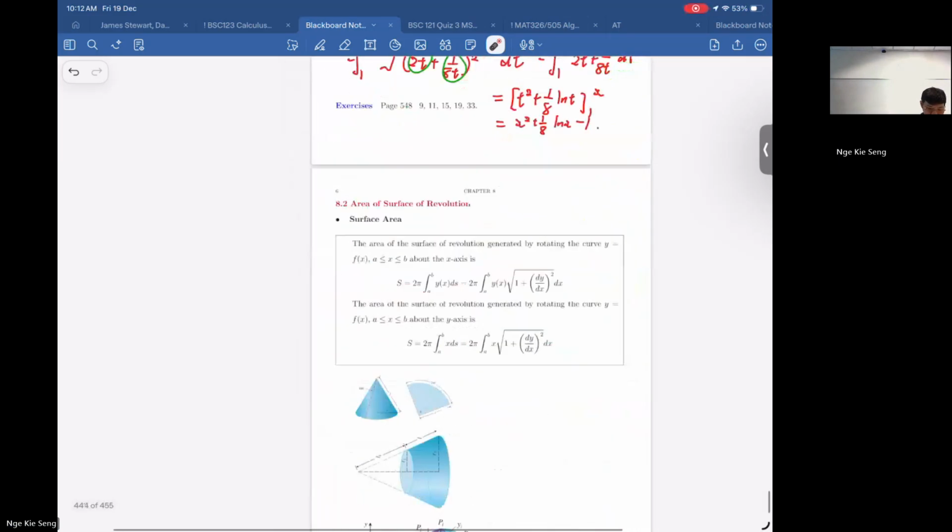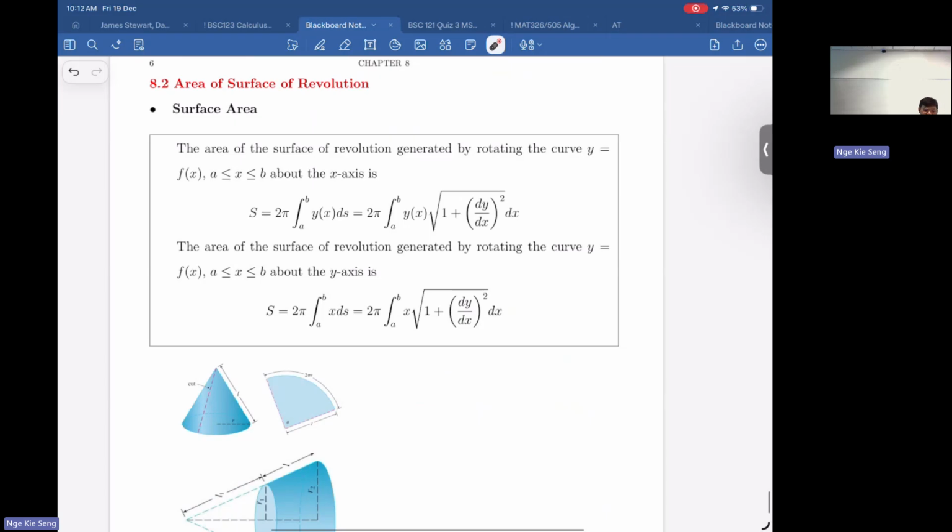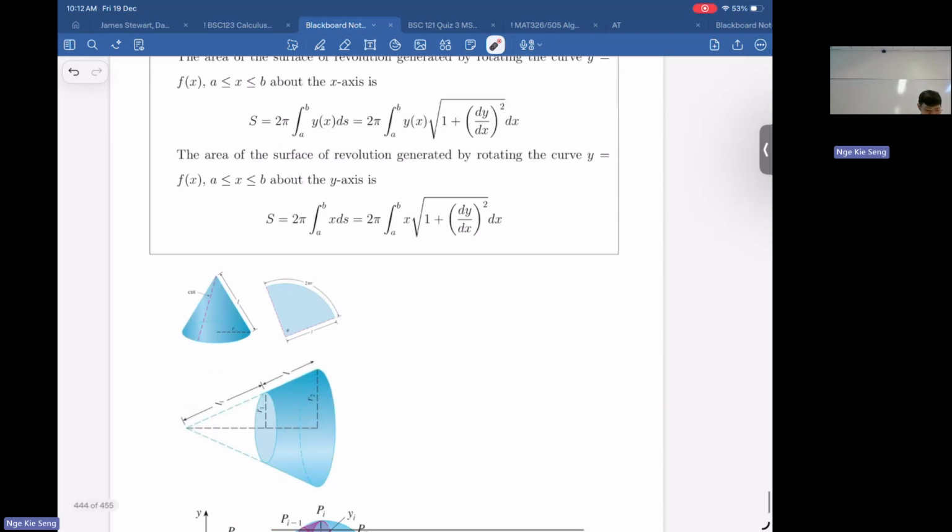Okay. So next part is about surface area. Again, it's a revolution. But previously, we revolved a function or a curve along the x-axis or y-axis using either the washer method or the cylinder shell method to compute. Right? But those are computing the volume. So you are filling out the space. But now, you just look at the surface area. You don't look at the entire space.